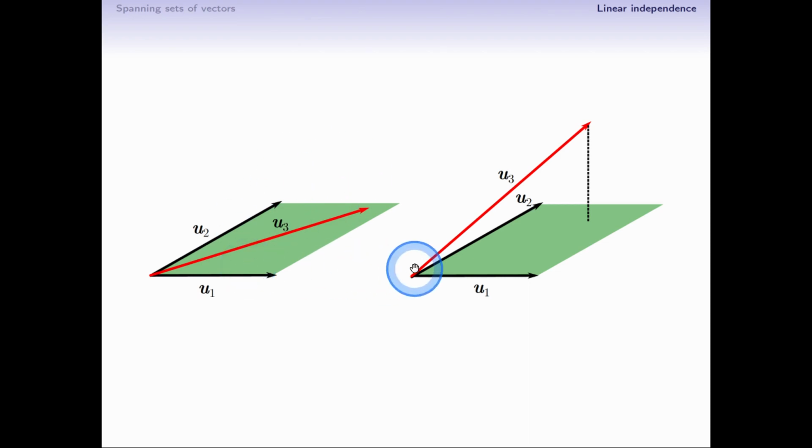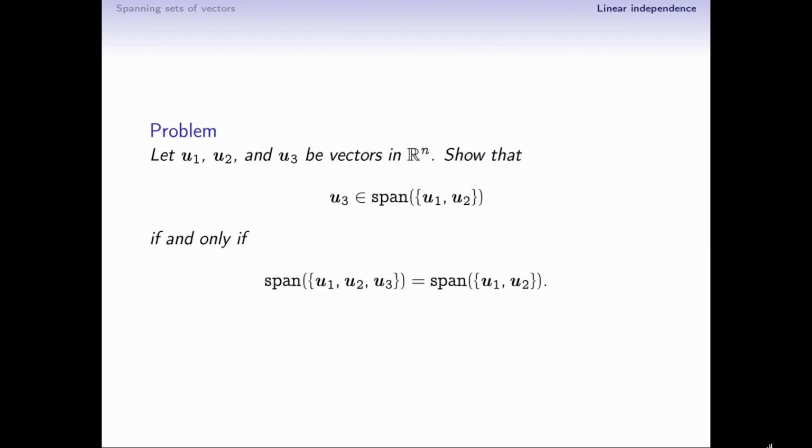On the other hand, if u3 is not expressible in terms of u1 and u2, in other words, if it's not in the span of u1 and u2, then we believe that adding it to the mix and now looking at the span of u1, u2, and u3 brings us into another dimension. We are now reaching vectors that we couldn't reach before. And so that's the content of this problem. It's helping us understand the difference between these two pictures. All right, so let's head over to the document camera and work out the solution to this problem.